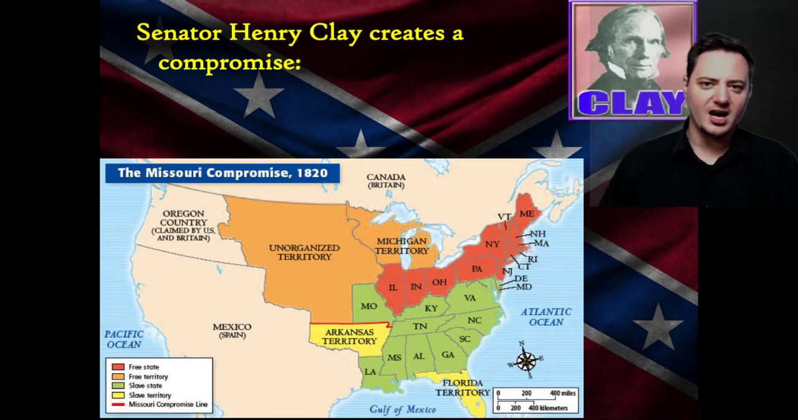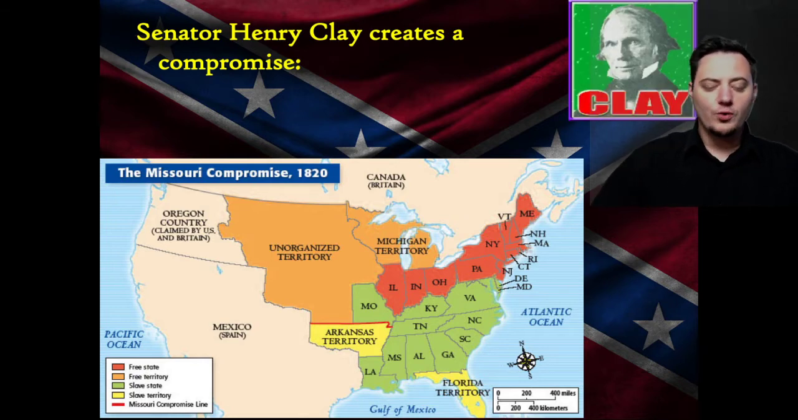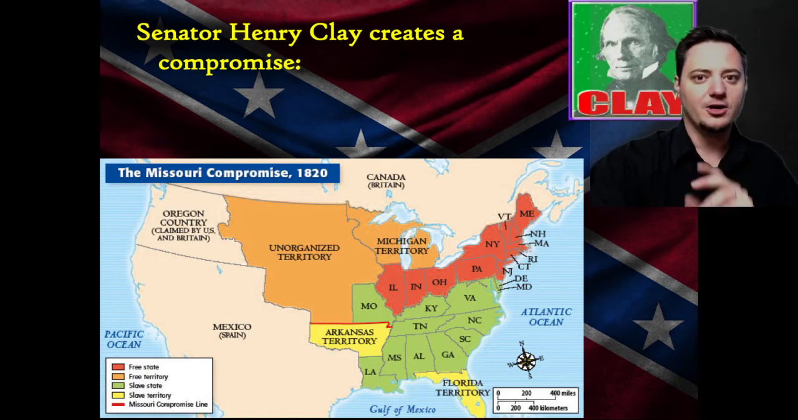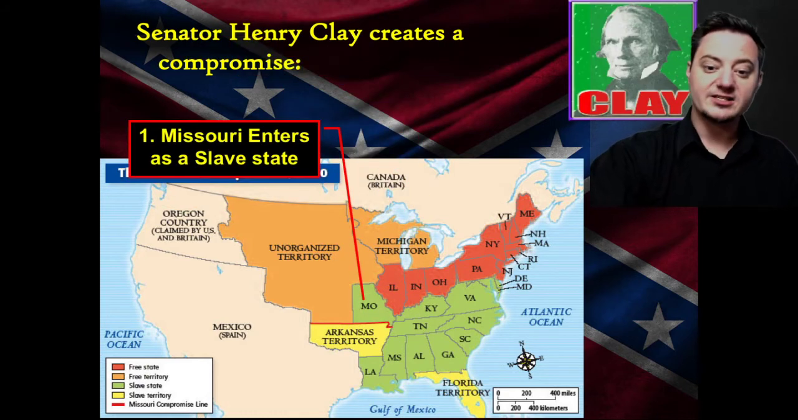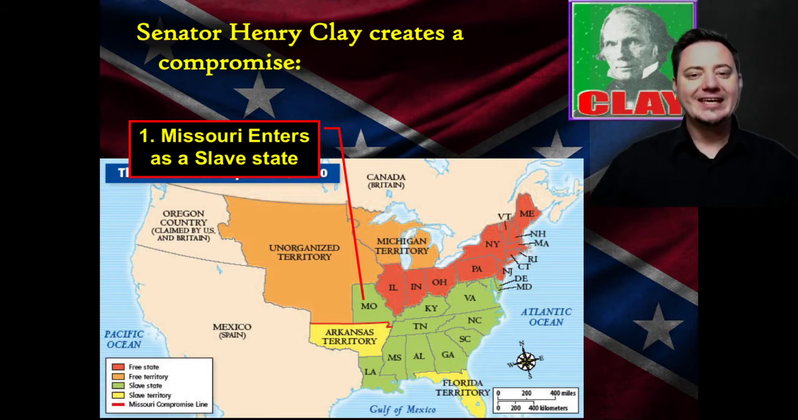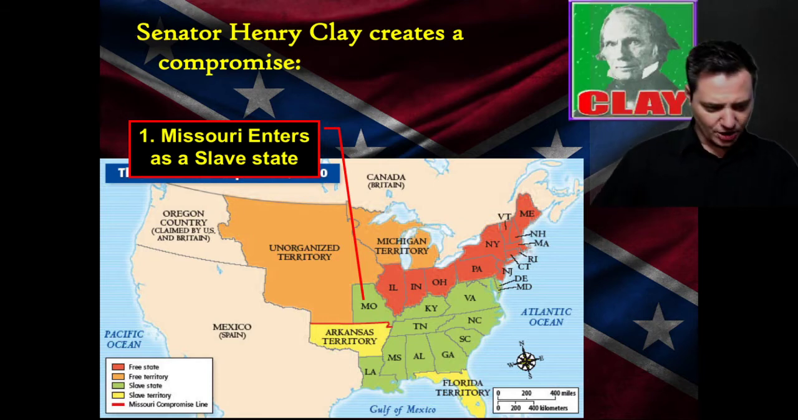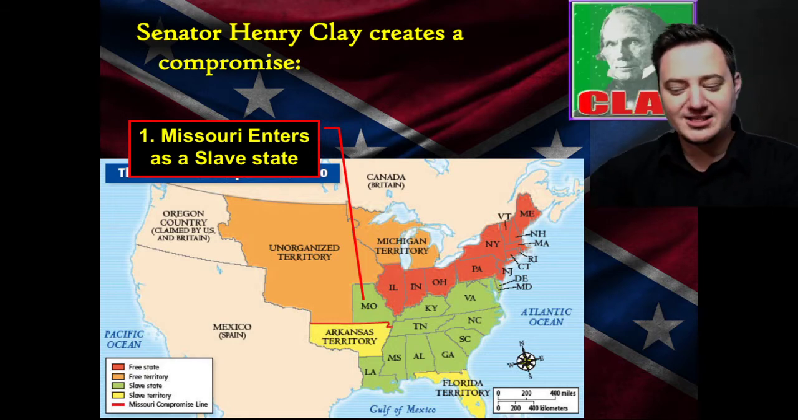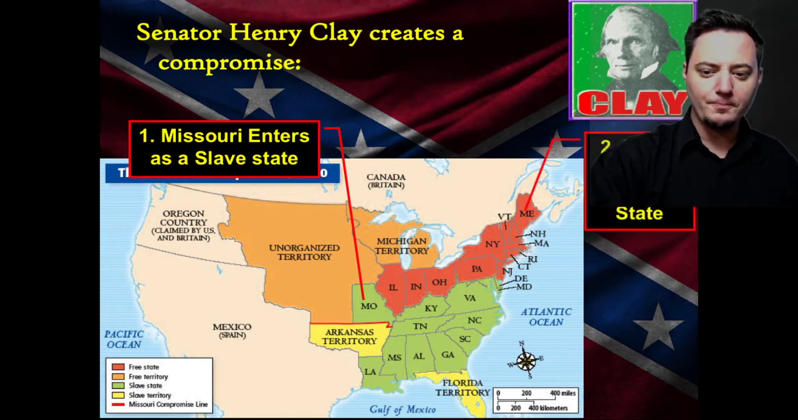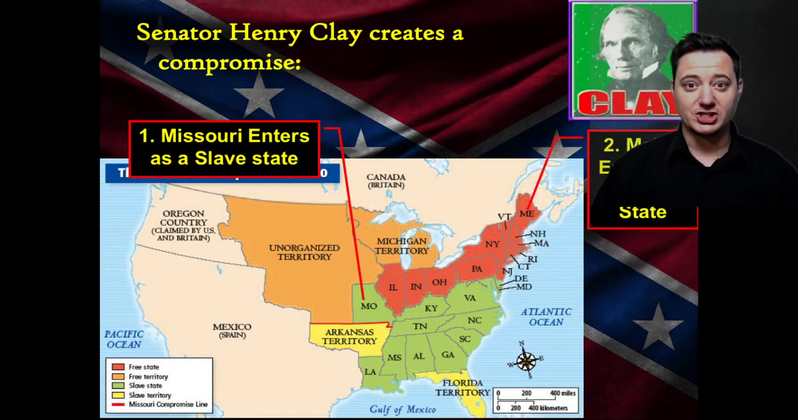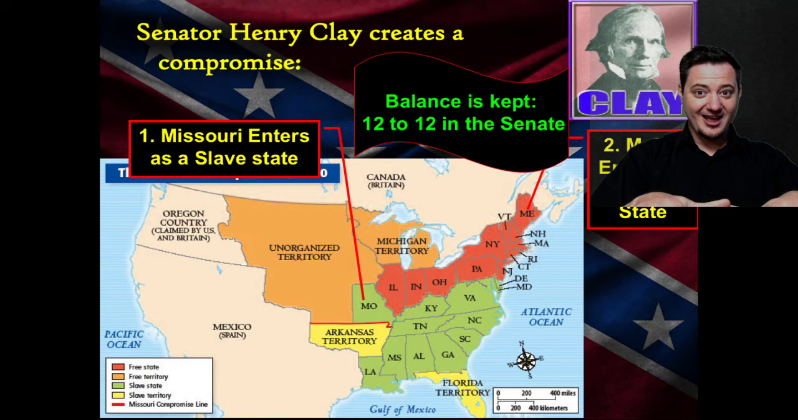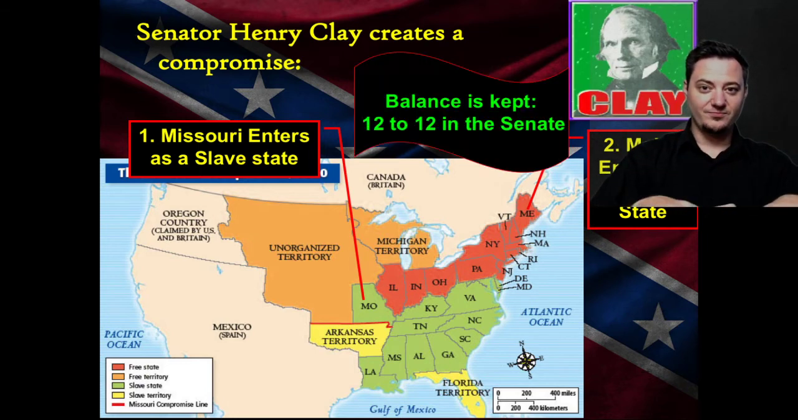He's a senator from Kentucky. He comes up with an idea that's going to try and restore a little bit of peace to this whole deal right now. It's a 3-step compromise. Here's how this works. Step number 1. He says Missouri can actually enter as a slave state. So they can go ahead and come on in as long as another state enters to balance it out. So step number 2, Maine, which formerly was known as Massachusetts, gets to enter as a free state. Now it's going to be 12-12 in the Senate, and the balance is kept.